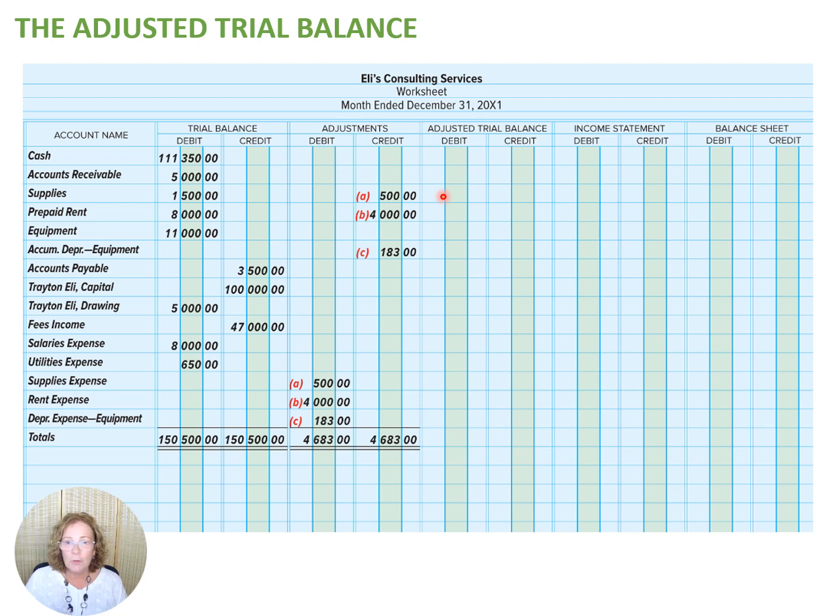The next entry debited rent expense and credited prepaid rent for $4,000 for the December rent. And for the last entry, we calculated the depreciation for December and then recorded it by debiting depreciation expense equipment and crediting the new contra asset account accumulated depreciation for $183. What is next, you ask? Let's see.